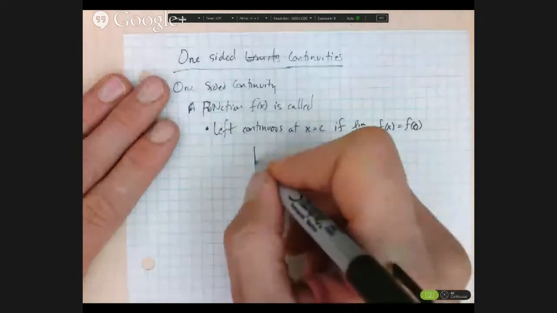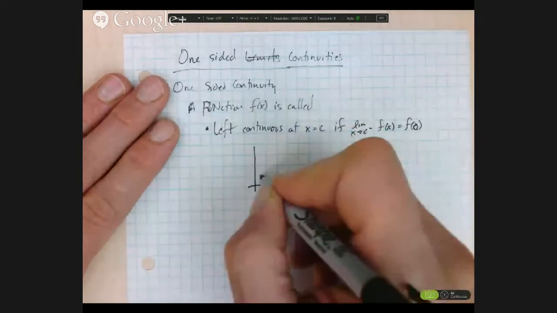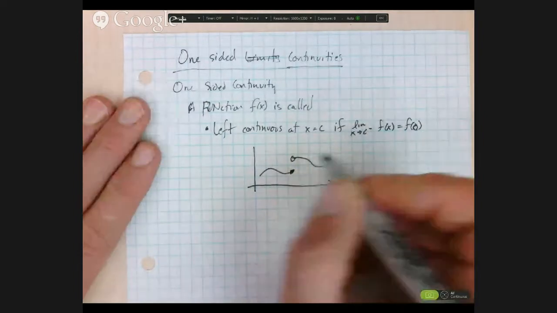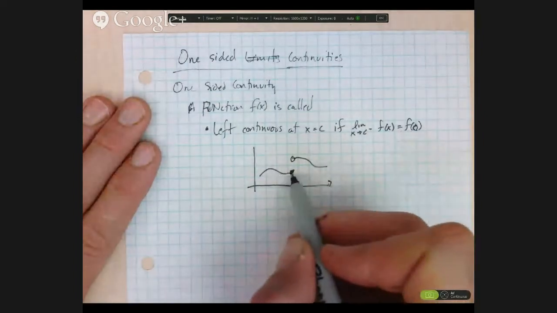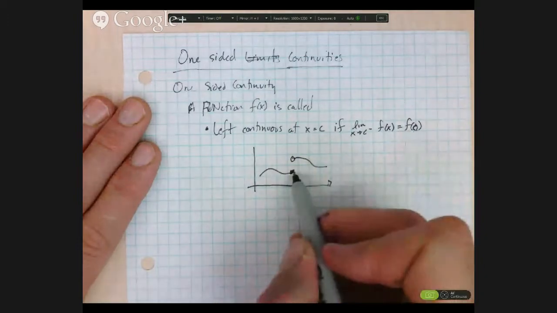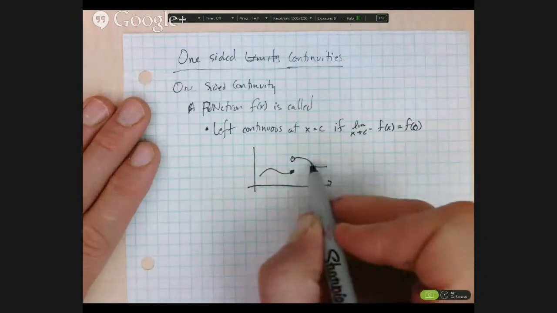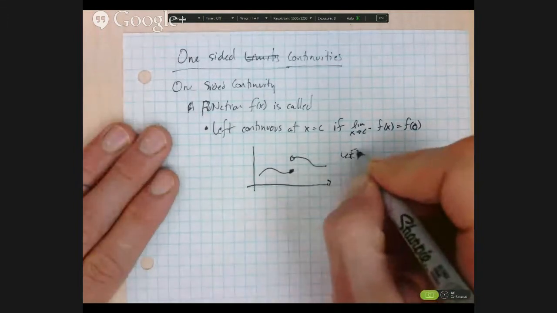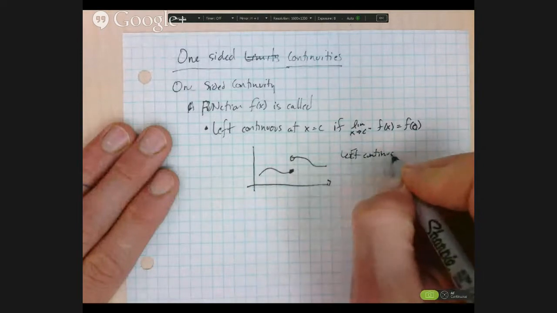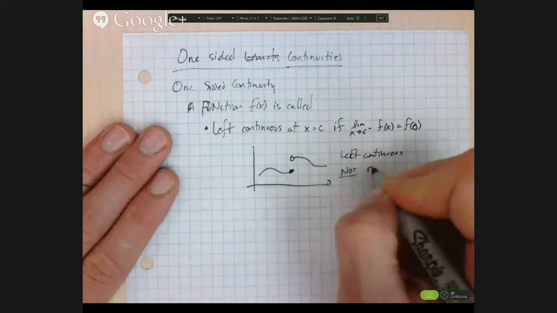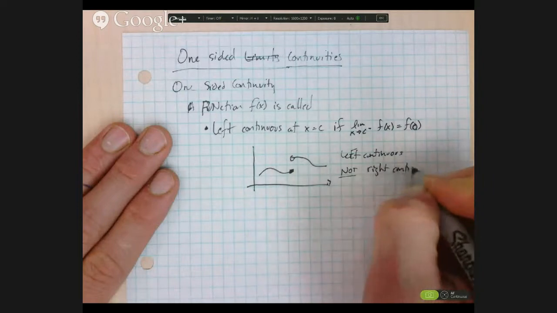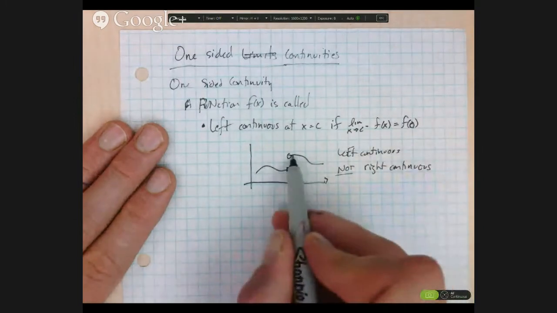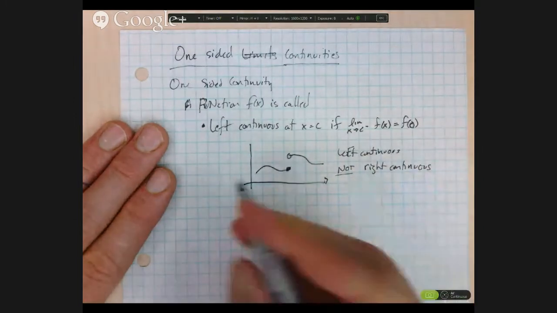So that would have to be something of this nature. Left continuous, because the limit approaches f of c, which exists. This one is not right continuous because f of c is different. F of c is here. The limit from the right is here, so it's not right continuous.